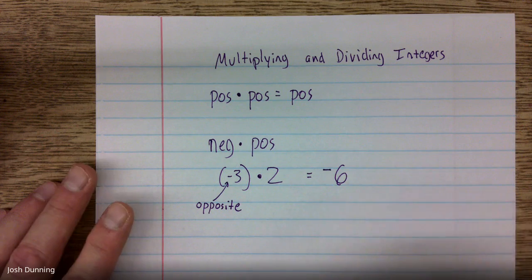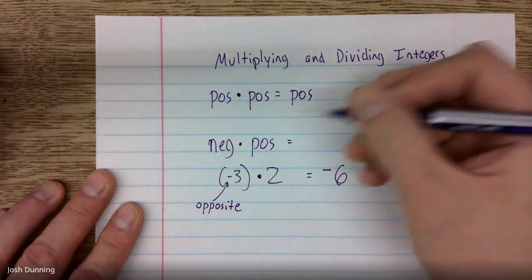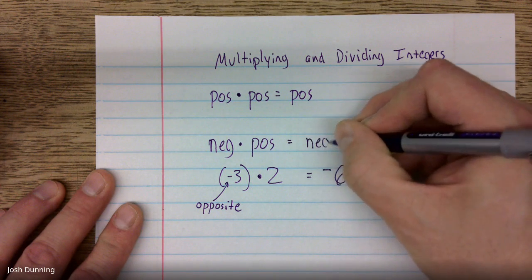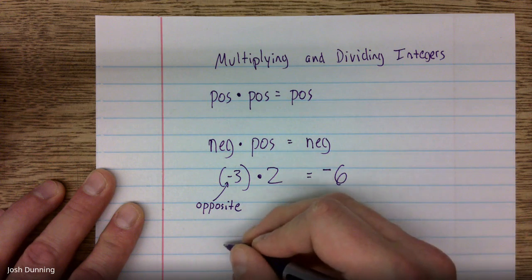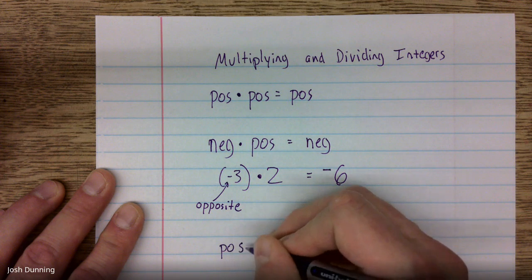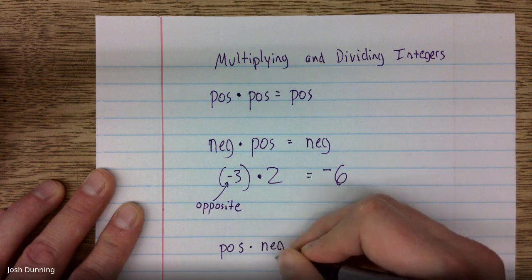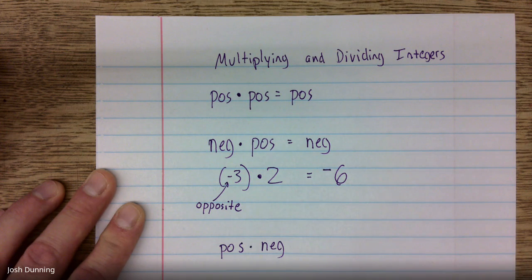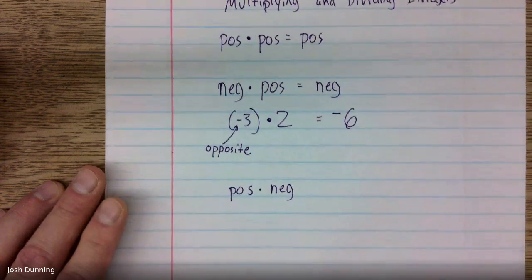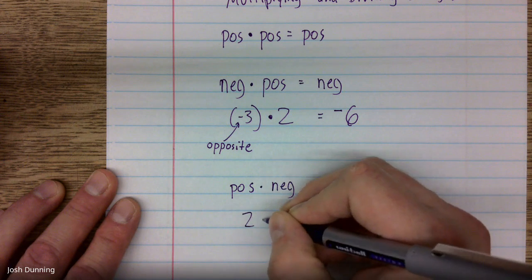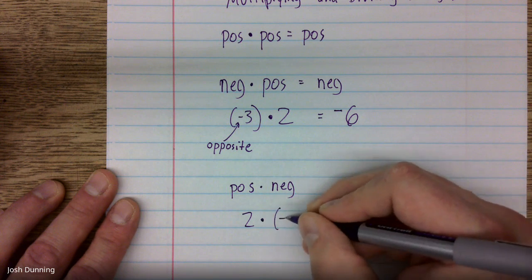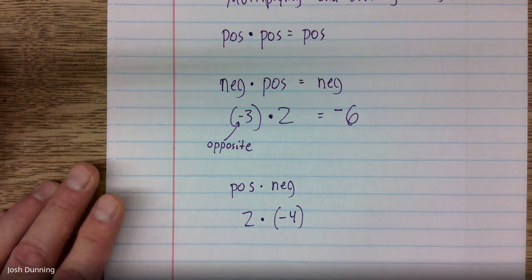Well, here's another way. Let me fill this in first. So if we have a negative times a positive, we get a negative. Now let's do a different example here for another way to think about it. Let's think about a positive times a negative. Let's say we have, I don't know, 2 times -4.